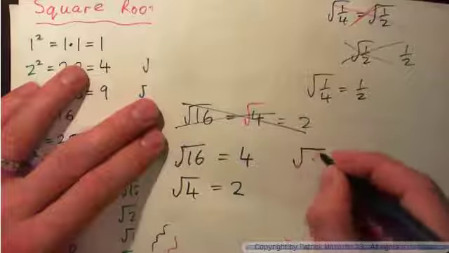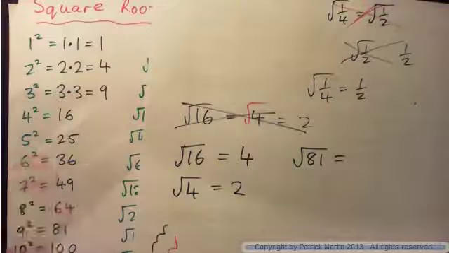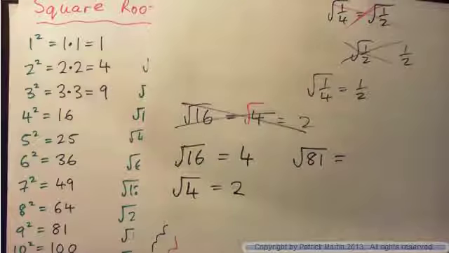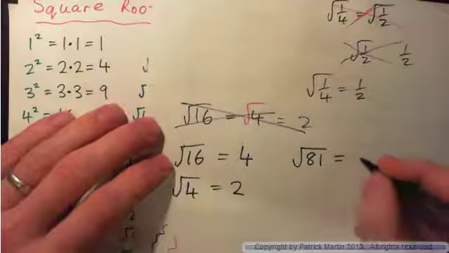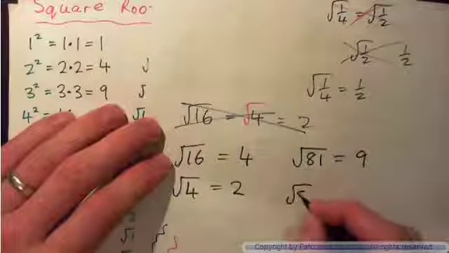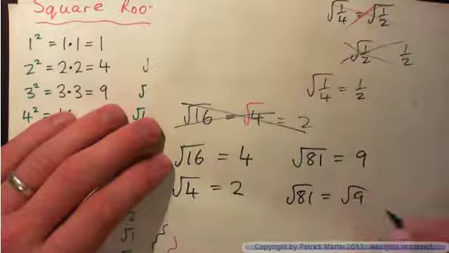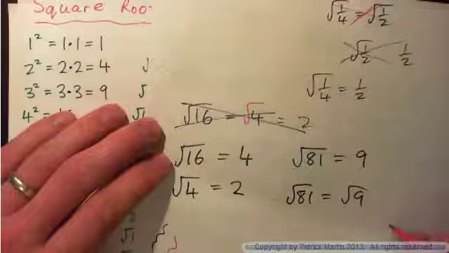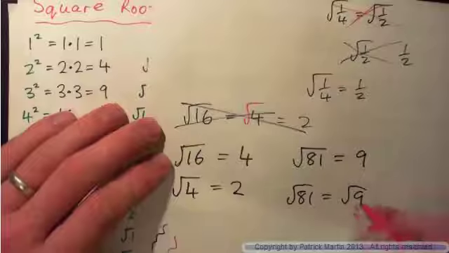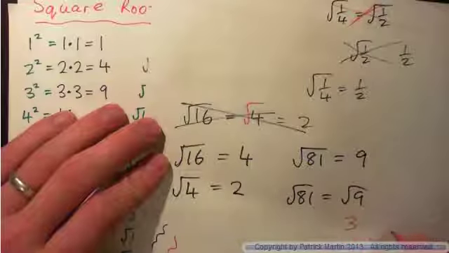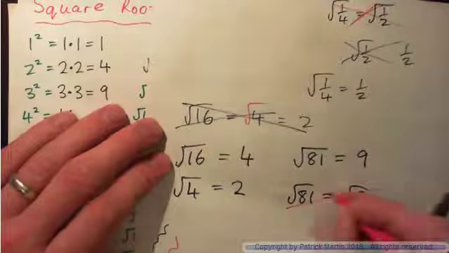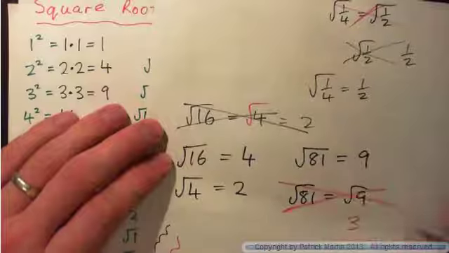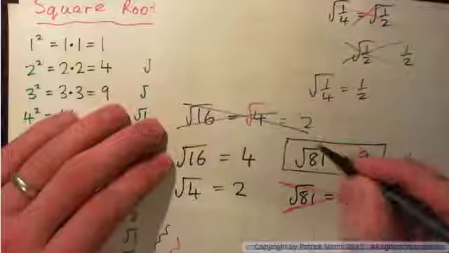So write this down. What is the square root of 81? The square root of 81 is 9. Is the square root of 81 equal to the square root of 9? Is that true or false? Well, the square root of 9 is 3. So that can't be true, right? That's completely wrong. The square root of 81 equals just 9, not root 9.